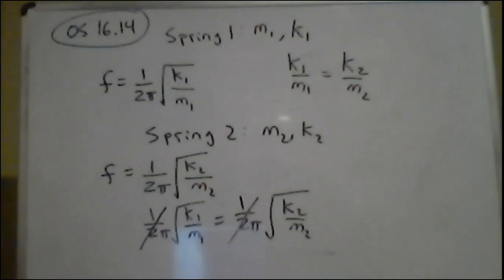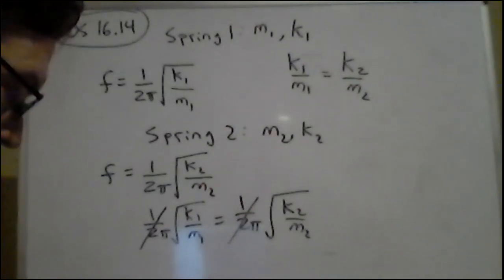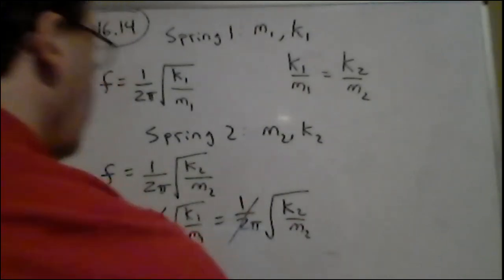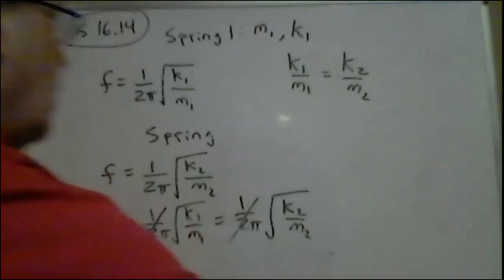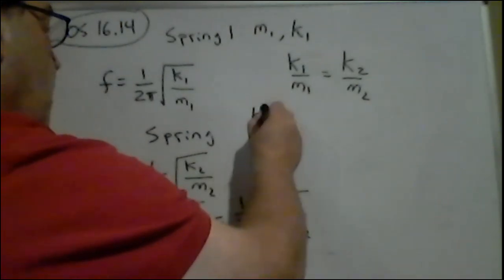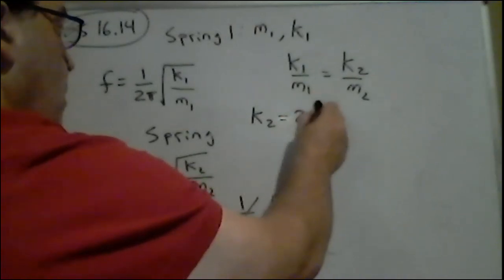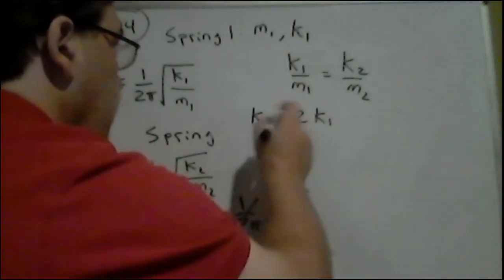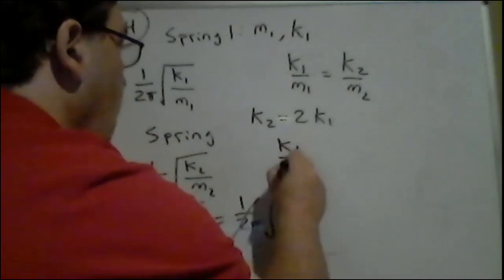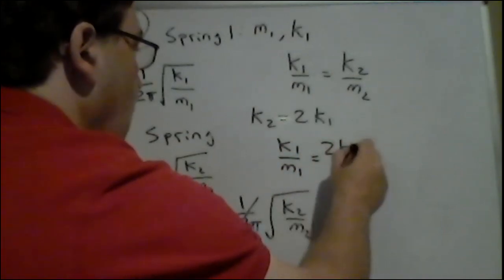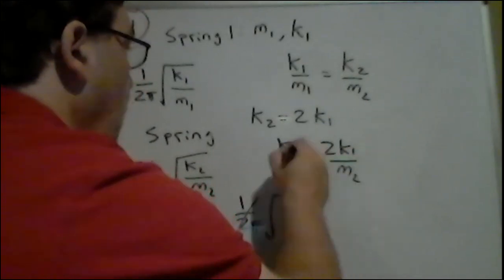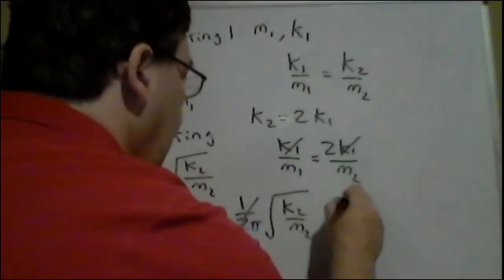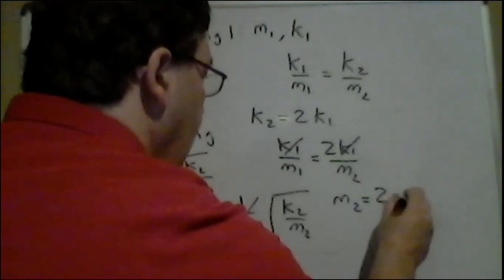Now, let's see, what do I know? Well, I know that K2 is 2K1. Right? I'm told that I'm doubling the spring constant. That's what I'm told in the problem. So plugging this in, I get K1 over M1 is 2K1 over M2. K1's cancel. If I do the algebra, what do I find out? I find out that M2 is 2M1.